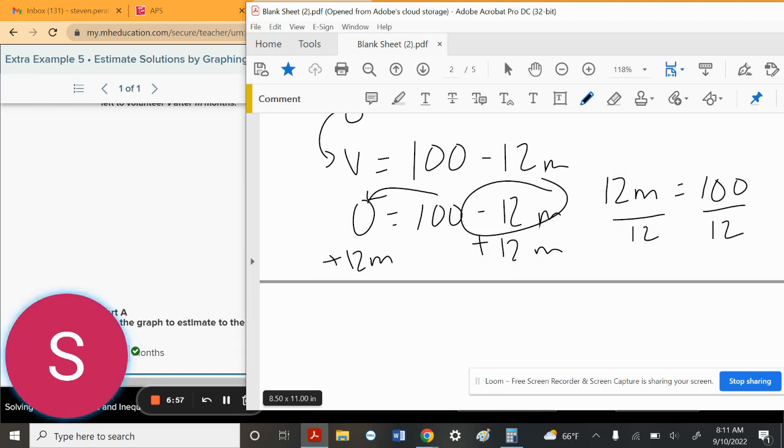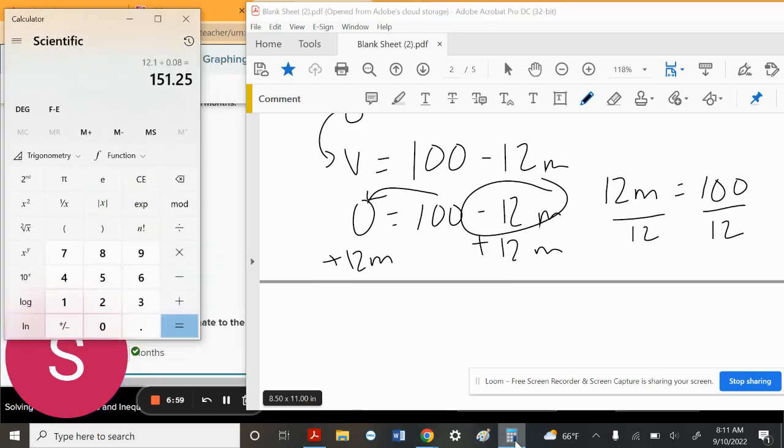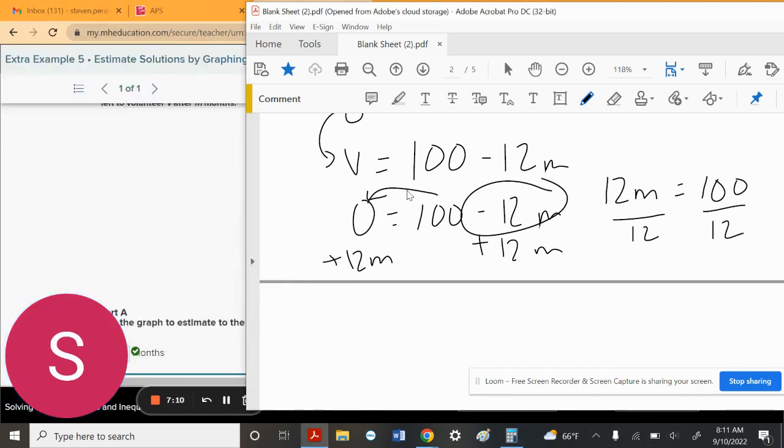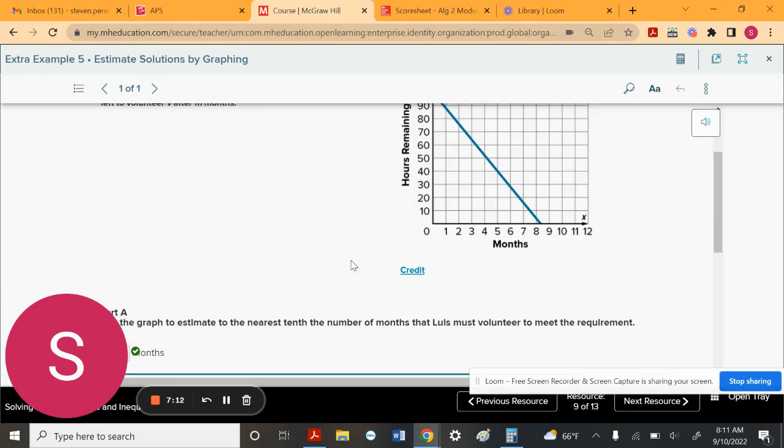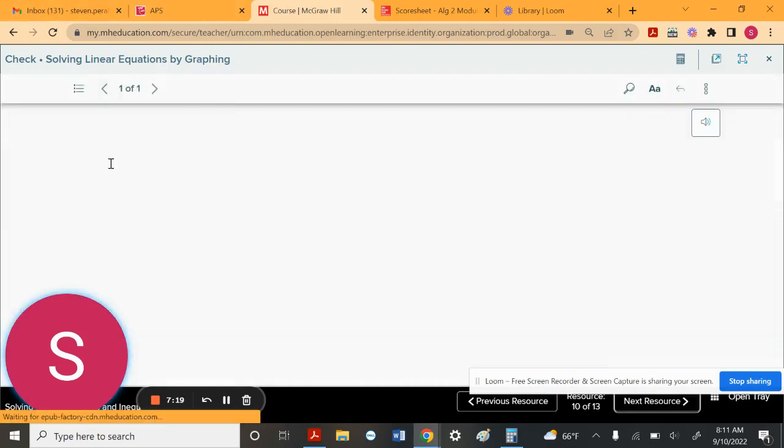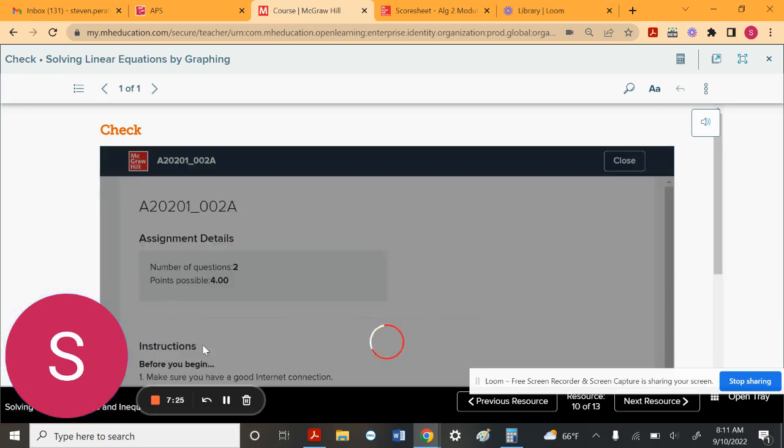So it's 100 over 12. So we're going to go over to our calculator. We're going to type in 100 divided by 12 is 8.333. So we were close, not exact, but we were close. So that's what we do when we're looking at those types of problems. And I think this is the check. So you can go through and you can do the check. You don't have to do it by graphing, because you can always solve it and figure out what the answer is too. So you can do it either way.